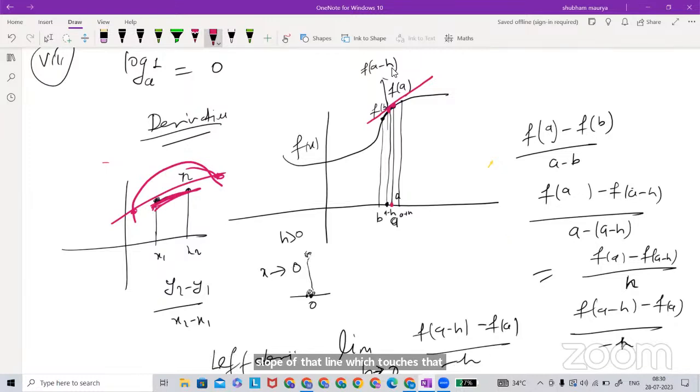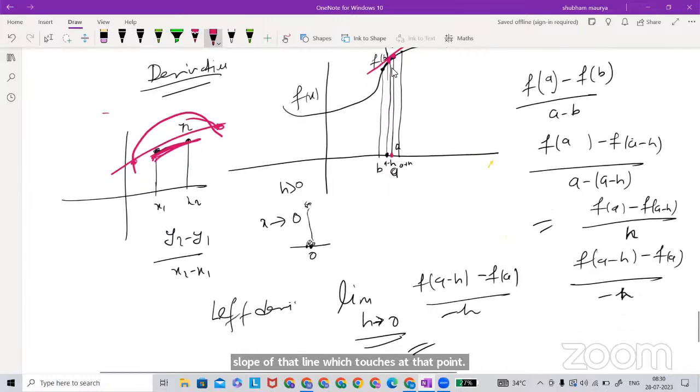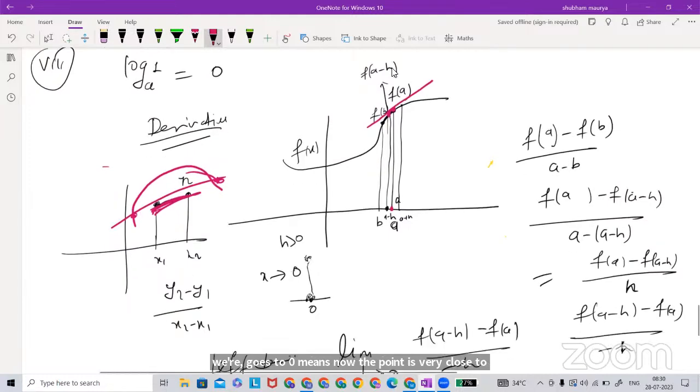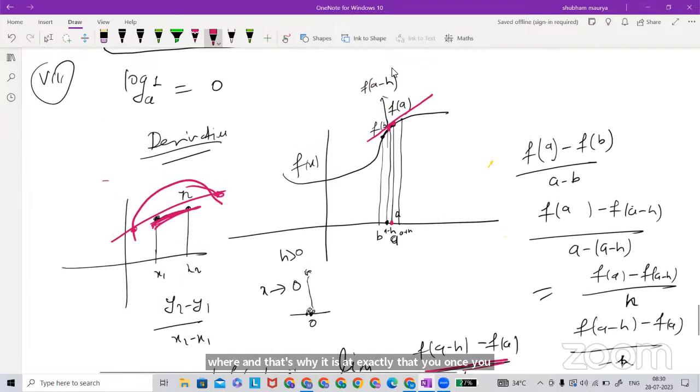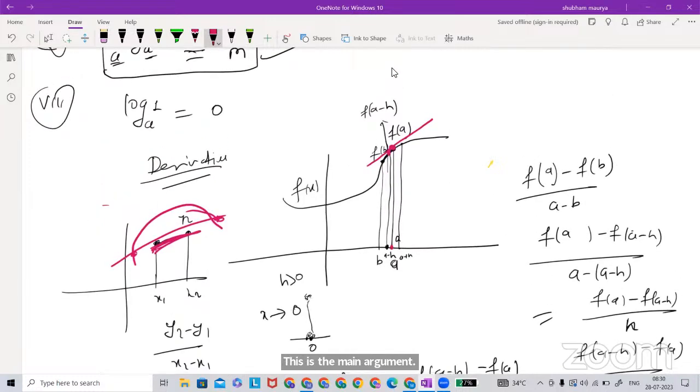Here, when h goes to 0, the point is very close to a, and that's why it is exactly at that point. Once you find the limit, it gives the slope of the line which touches at that point. This is the meaning in geometry. Similarly, from right side also we can approach. We did from left hand side, and from right side also we can do.